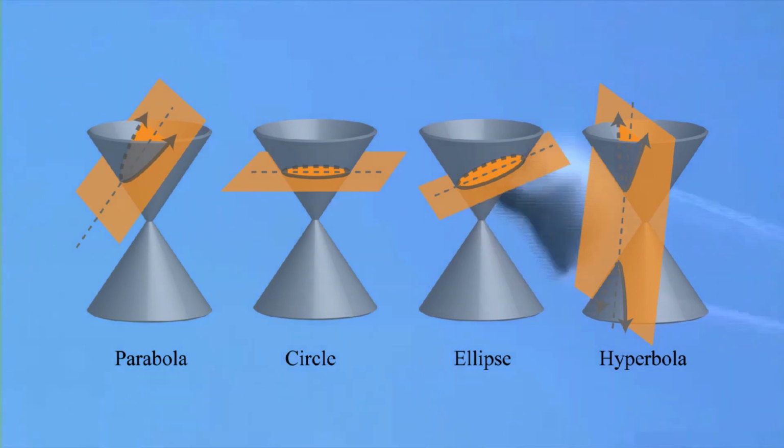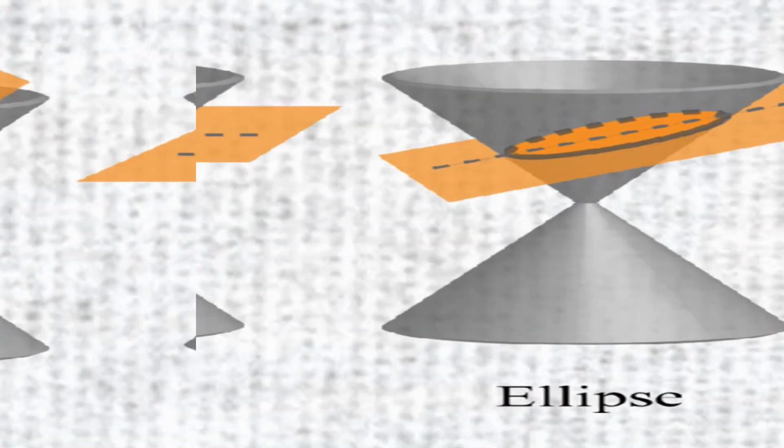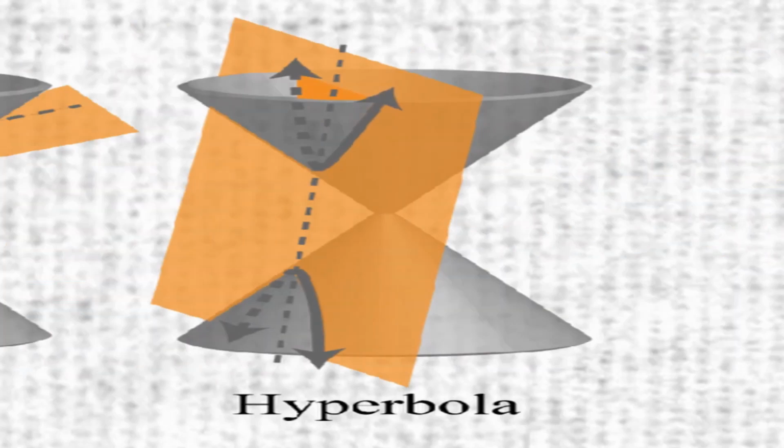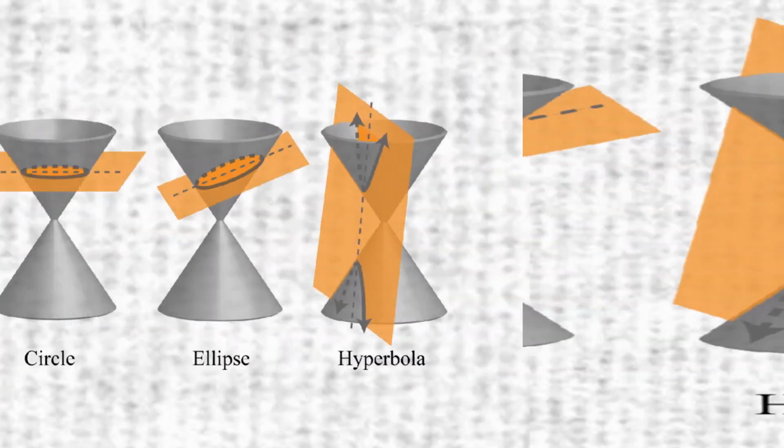Elliptically, as in elliptic geometry. Parabolically, as in Euclidean geometry. Hyperbolically, as seen earlier, which produces the hyperbola, and you can also cut it into a circle.